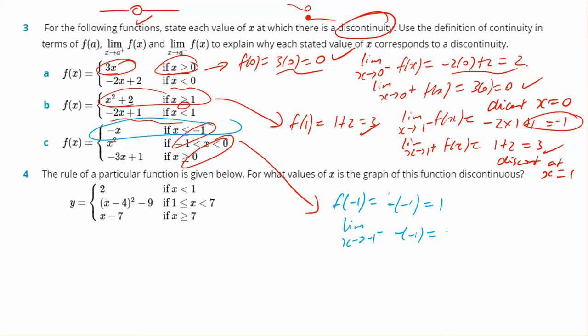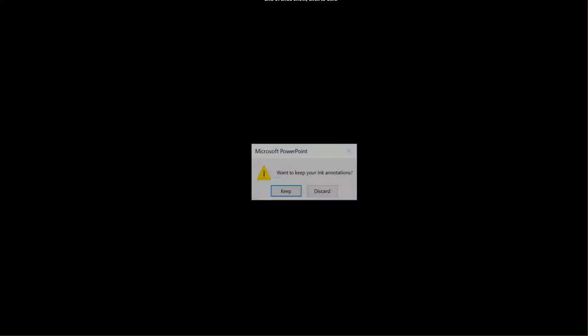So that's +1. Limit as x approaches -1 from the left: I use the second equation, -1 squared equals +1. Now, there's something interesting here. Can you see all three agree? So there's no discontinuity. It's continuous at x equals -1.